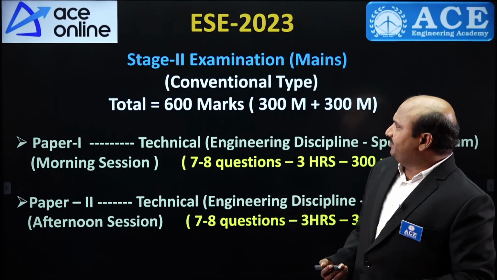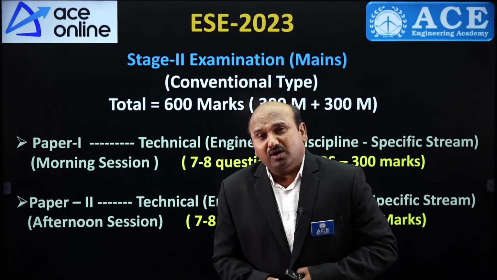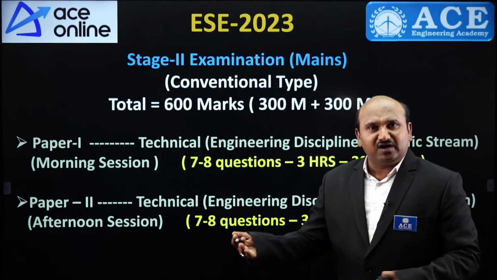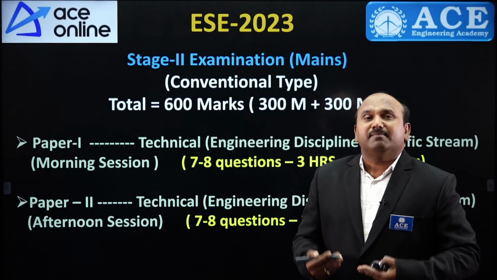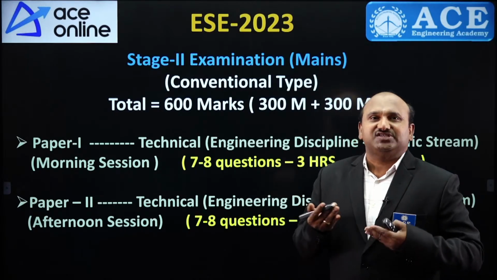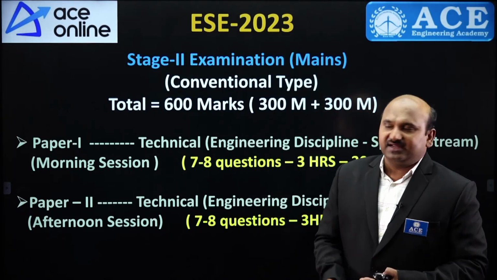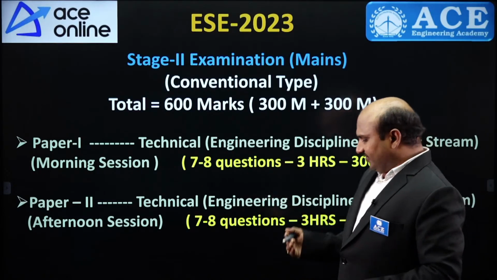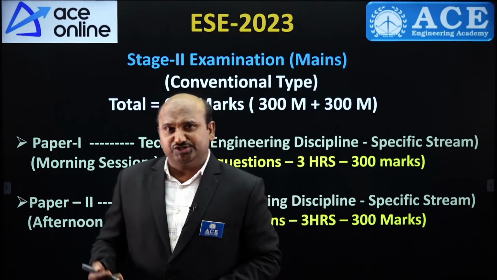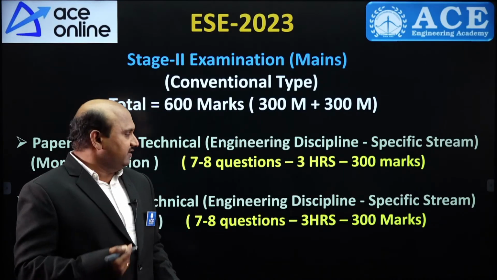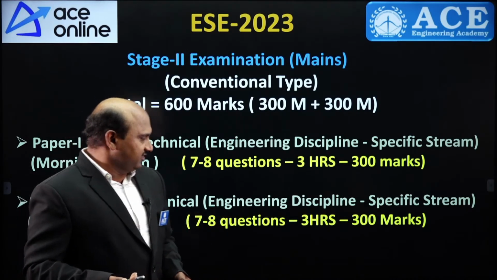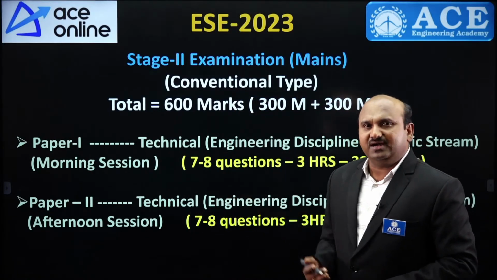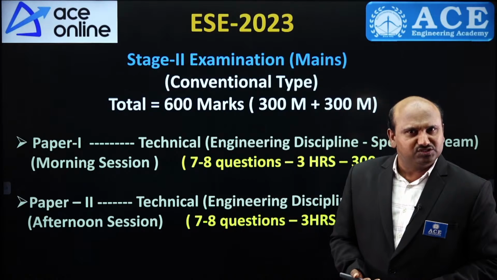Now, coming to stage 2, conventional type. Here the total marks are nearly 600. Out of 600, there are paper 1 and paper 2. In paper 1, the network theory subject is there in the morning session, which is 3 hours with 300 marks. 7 to 8 questions are given, and we need to attempt 7 to 8 questions, so that you get maximum marks in paper 1 and paper 2, afternoon session.